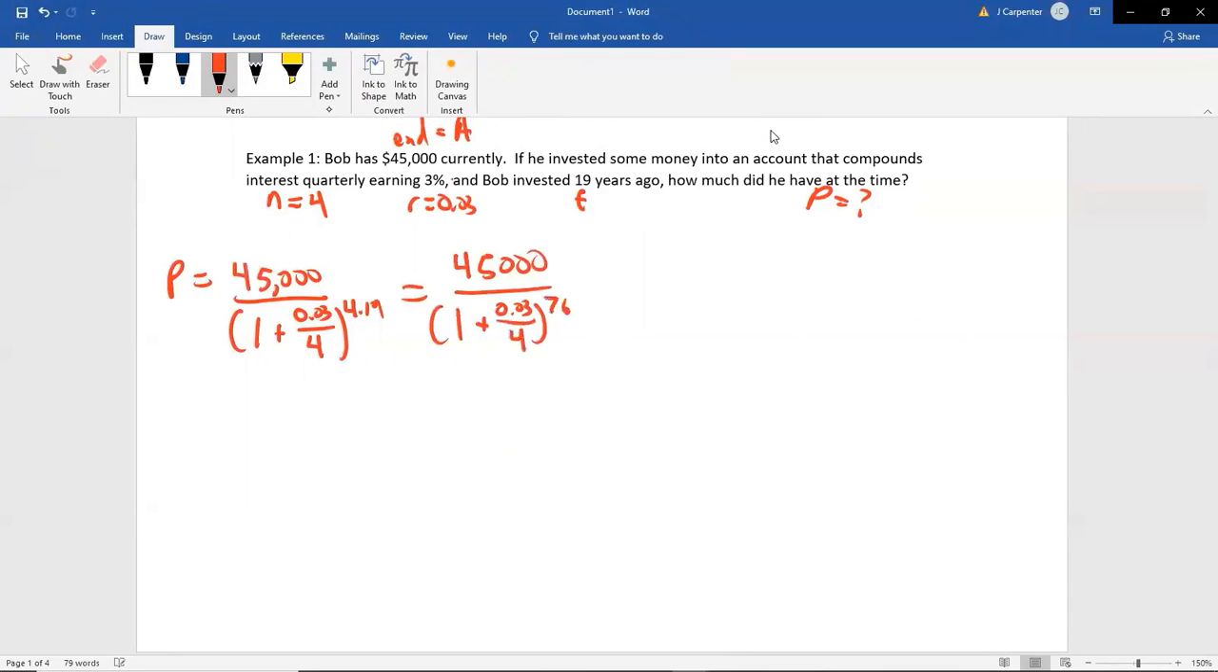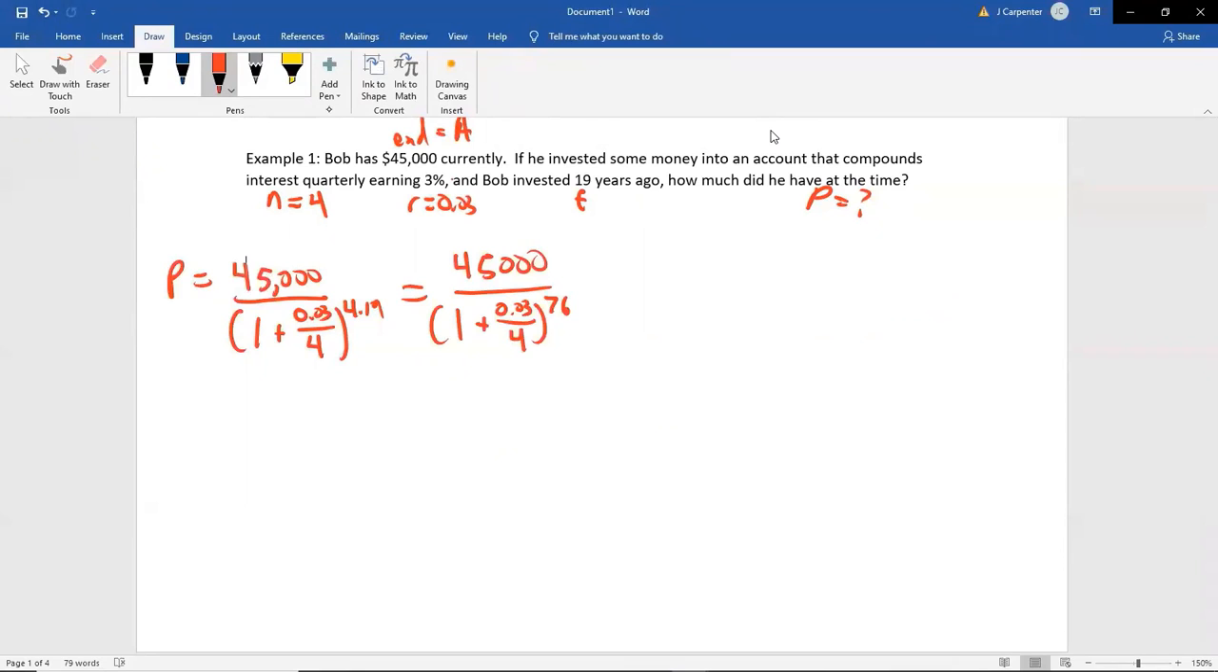So we said 76. So 76 is the number of times that Bob has gained money. That's what this means. He gained money for 19 years, and he gained money 4 times per year, which means he gained money 76 times. It's the exact same thing as a number of payments that we talked about in class.